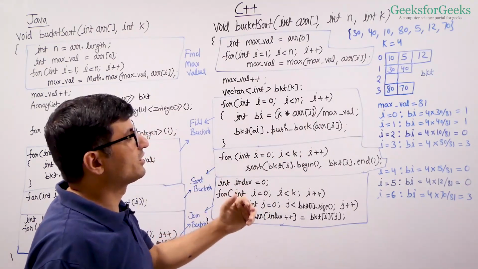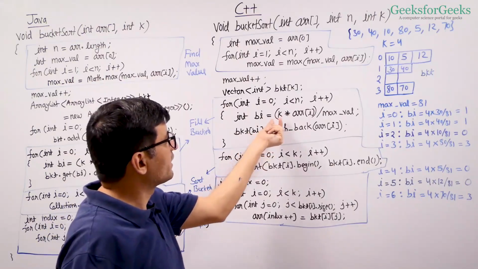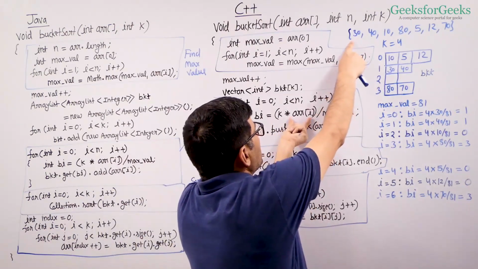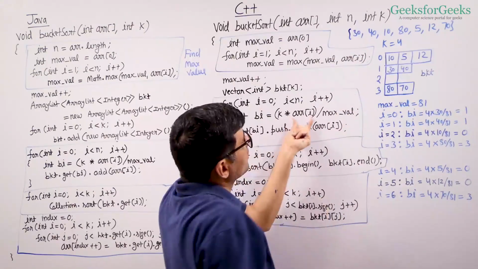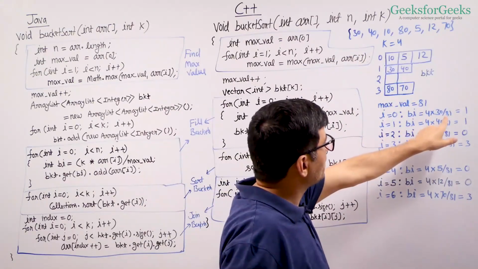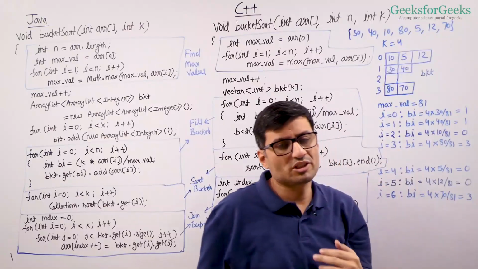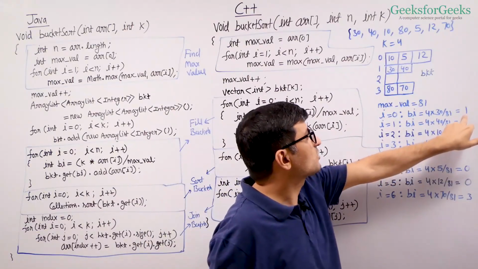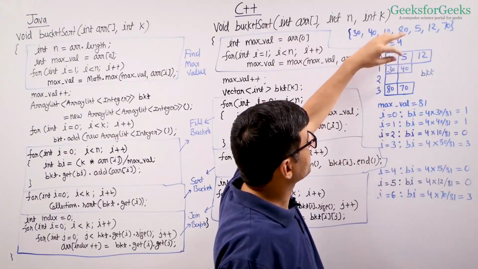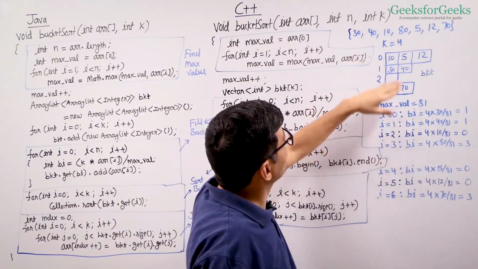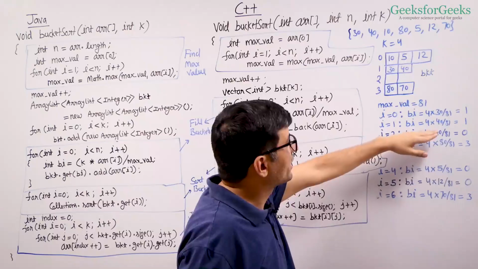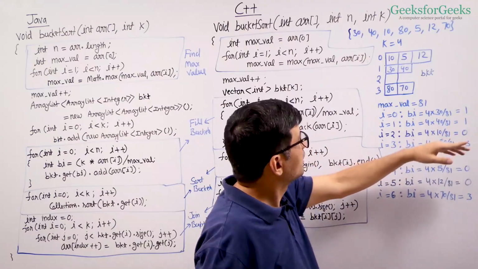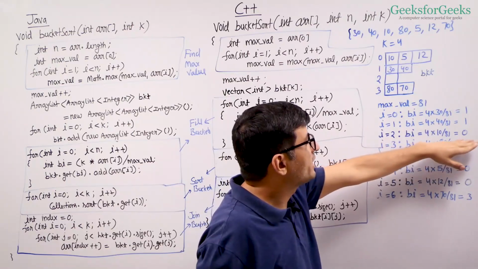So when i is 0, we are going to get the bucket index as 4 into the element at index 0, 30, divided by max value. So we are going to get 4 into 30 divided by 81, which is 120 divided by 81, and we are going to get the index as 1. So we put 30 at index 1. Now we come to the next element 40, and we get the index again as 4 into 40 divided by 81, 1. Then we go to the next element, we get the index as 0.